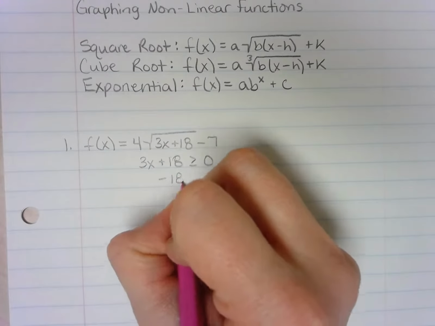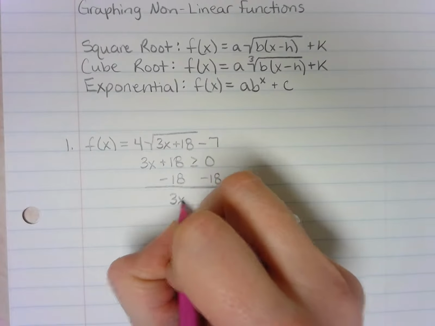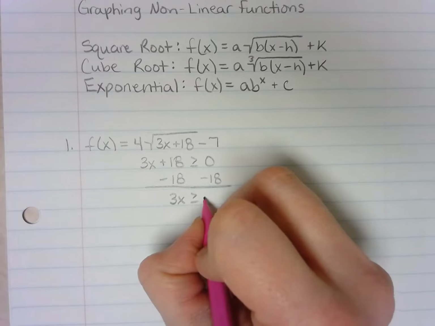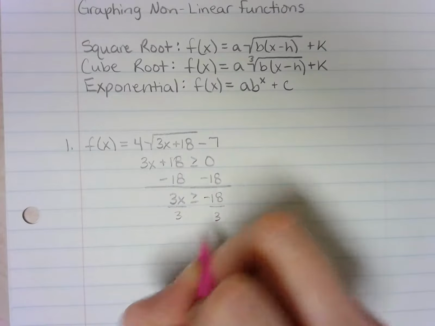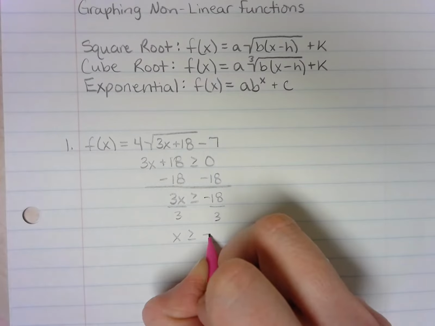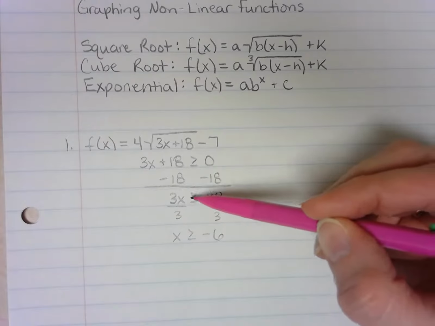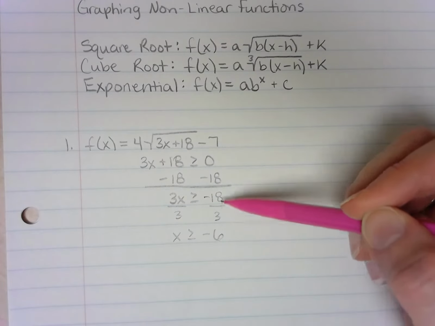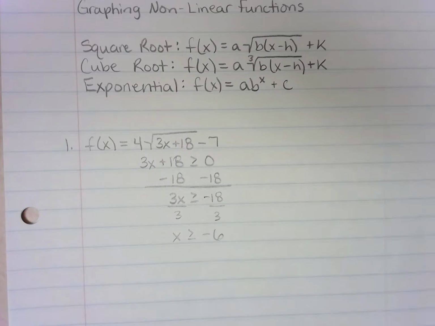So let's solve this inequality. We would subtract 18, so 3x would need to be greater than or equal to negative 18, and divide by 3, so x will need to be greater than or equal to negative 6. Remember, you only flip the direction of the inequality sign if you multiply or divide by a negative. We divided by a positive, so our inequality will stay greater than or equal to negative 6.